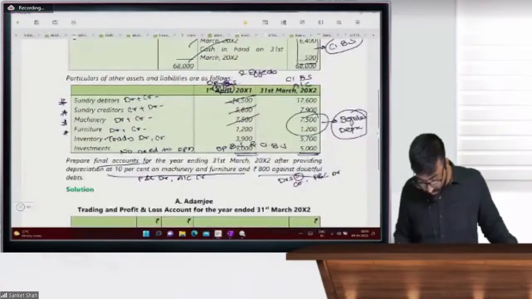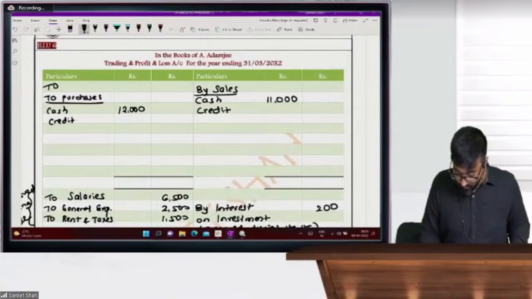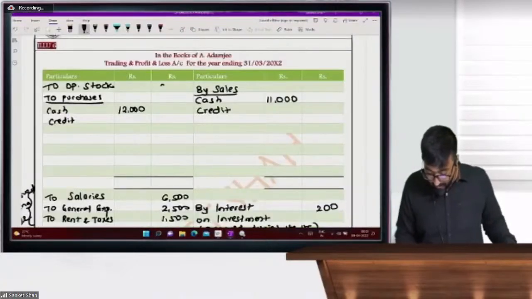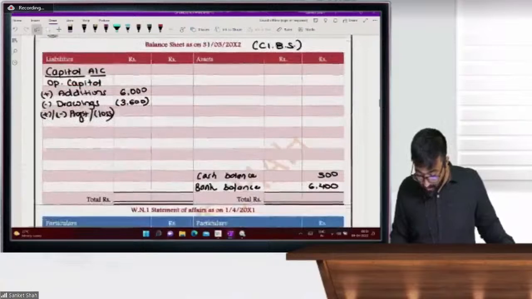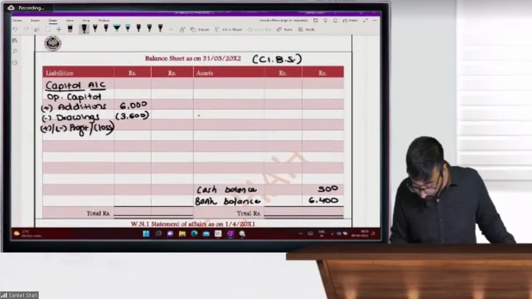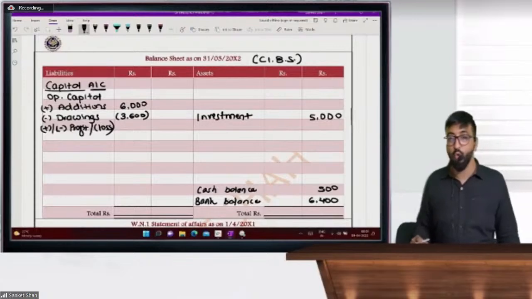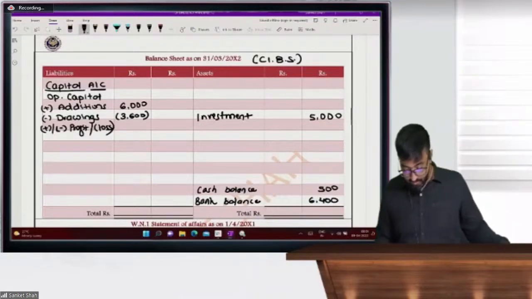Who writes closing stock in the middle like this? Opening stock is the start. Pay attention, involvement is needed, you should stay attached to the problem. To opening stock 3,900, and investment account, closing balance sheet on the fourth line, investment account, how much? 5,000. Opening and closing are same, so now there is no need to open investment account, because to balance brought down and by balance carried down are same, and tallied over till now.